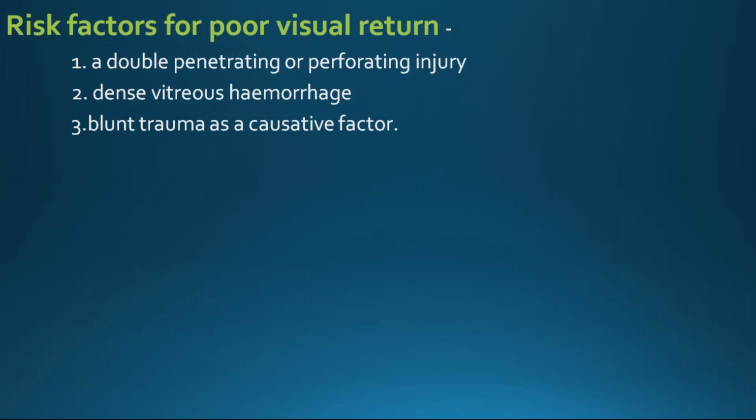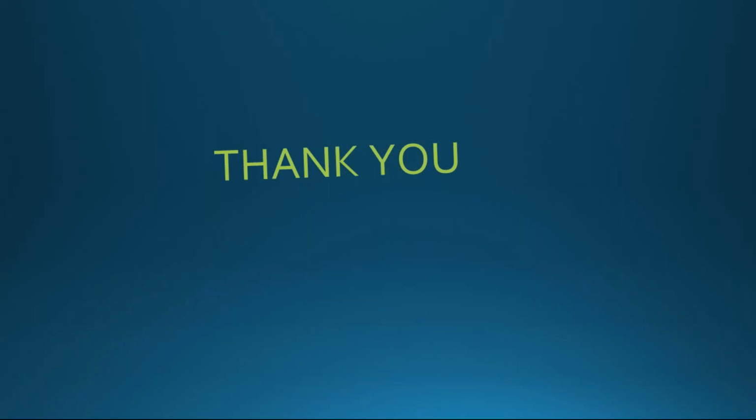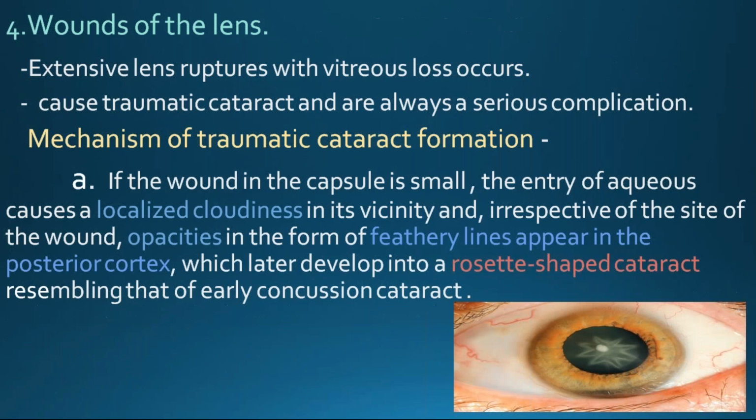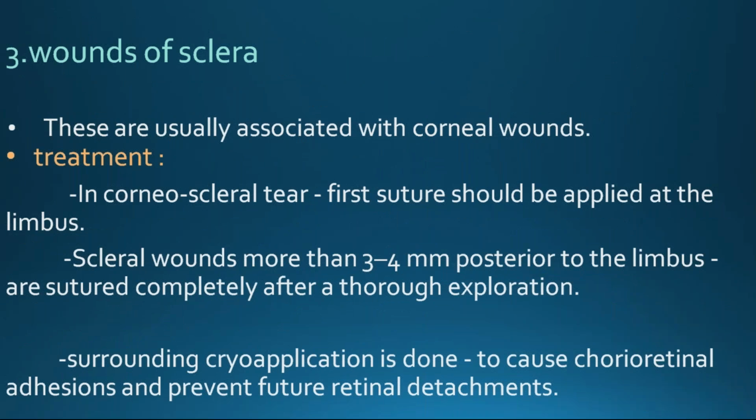Risk factors for poor visual outcome include double penetration or perforating injury, dense vitreous hemorrhage, and blunt trauma. These are all the risk factors for poor visual outcome. Okay, this is a very small topic.